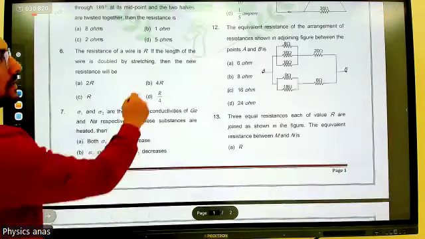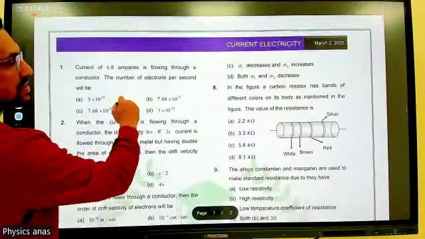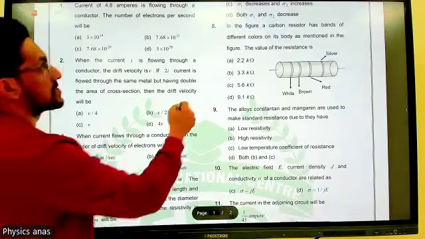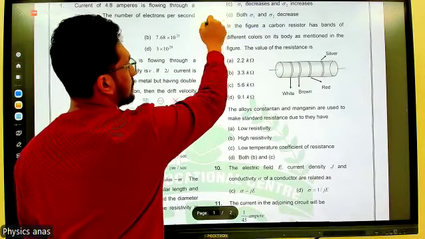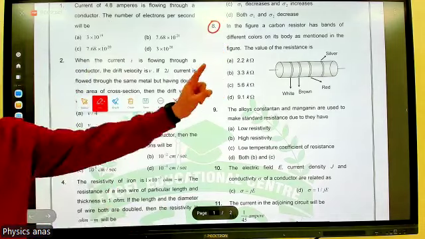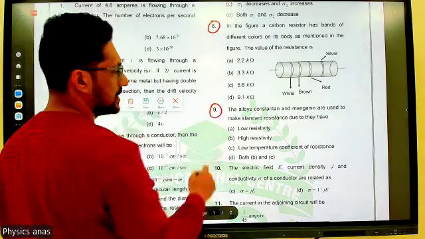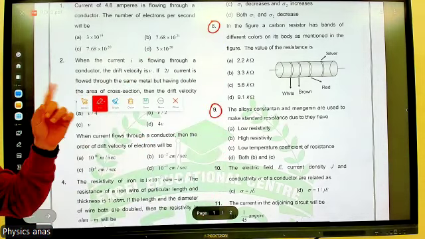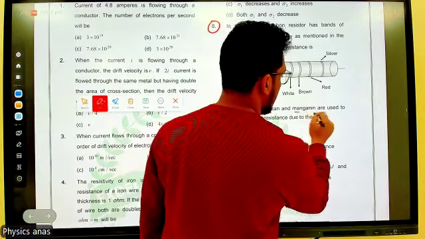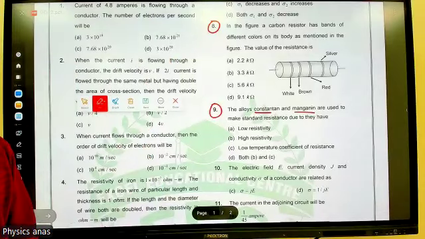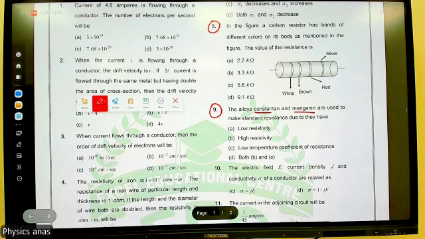Then, 8th question, you don't have to look at it because it is deleted. Color coding of resistors is deleted. Now, 9th question. The alloys constantan and manganin are used to make standard resistance because they have low resistivity, high resistivity, low temperature coefficient of resistance, or both B and C.